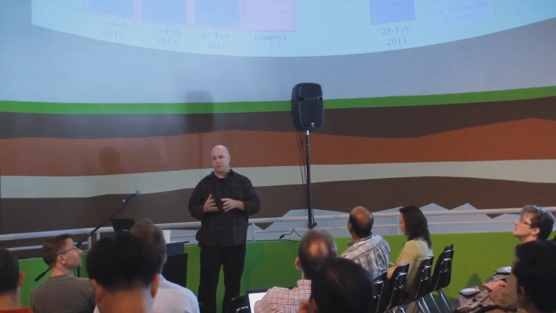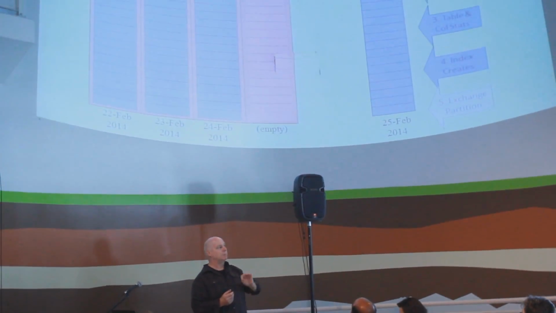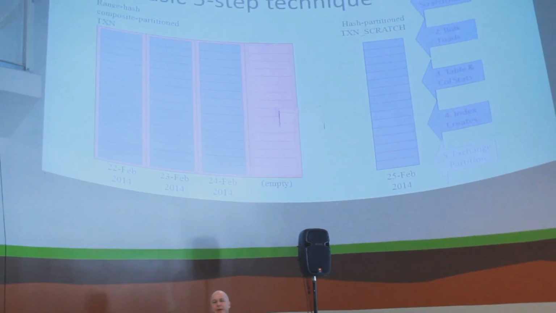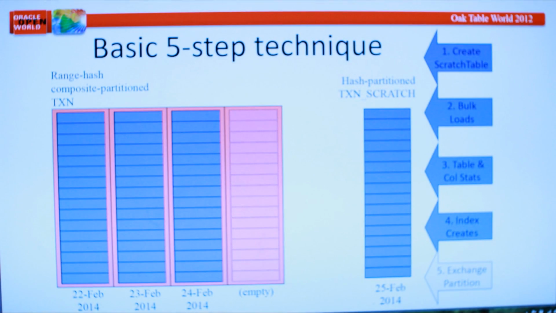Over to the left, the vertical boxes are supposed to be the range partitions. The horizontal, smaller boxes inside them are supposed to be the hash subpartitions. Sorry, I tried. And each one of those vertical boxes is a day's worth of data, okay? So this is a time variant table called transaction. The rightmost box that's all pink is empty so far.